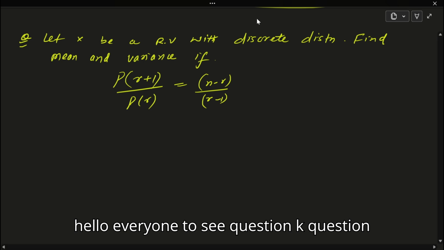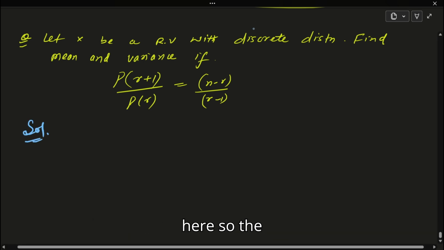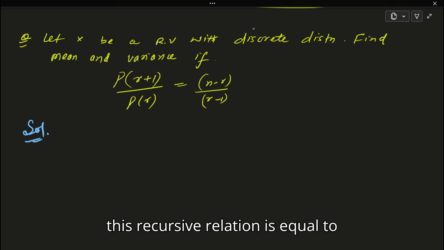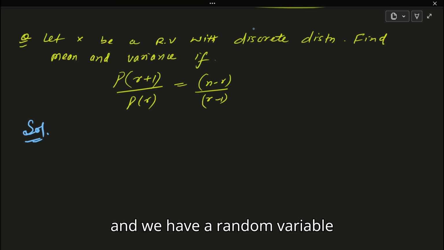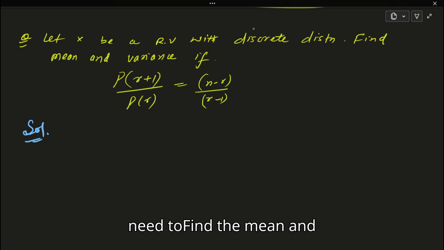Hello everyone. See, what is the question? The question is one of the most important ones over here. The question is asking: if this recursive relation is equal to n minus r divided by r minus 1, and we have a random variable from a discrete distribution, then we need to find the mean and variance of that discrete random variable.